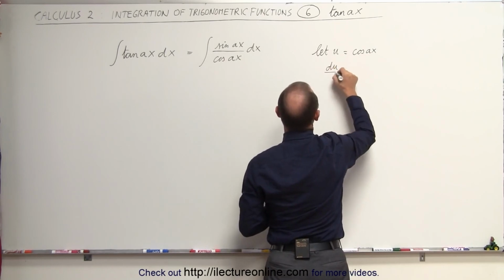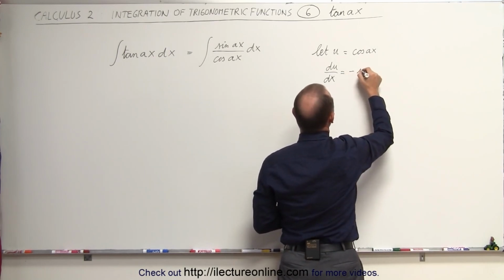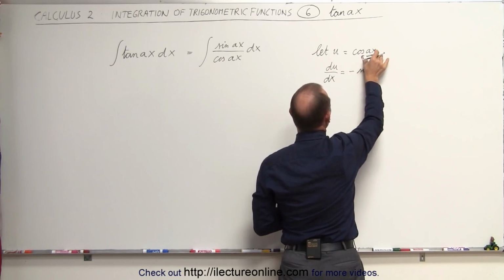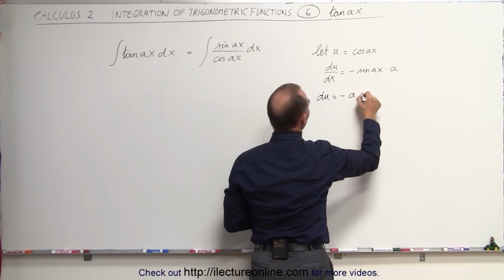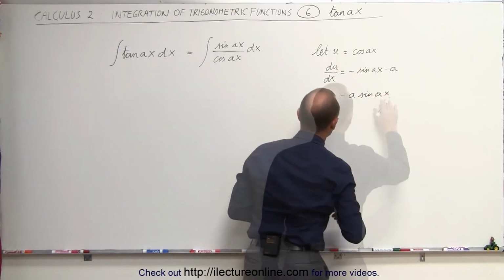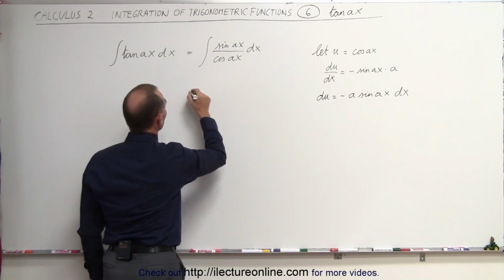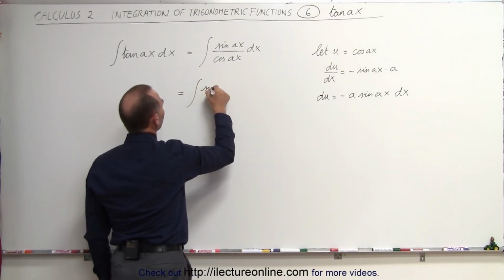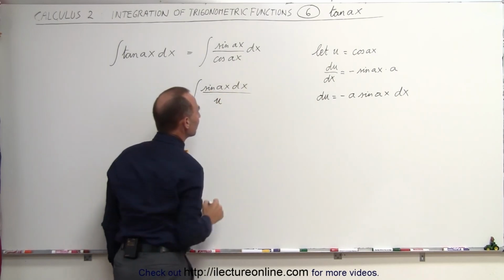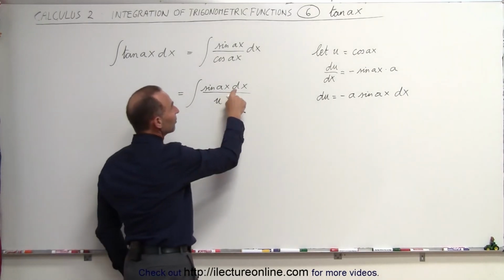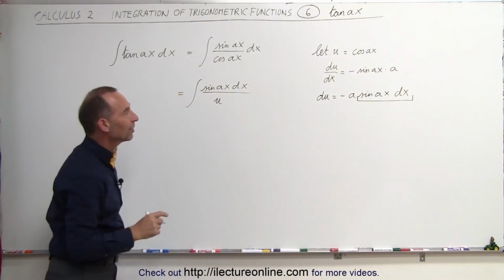And then we can say that du dx, the derivative of that, is equal to, the derivative of cosine is a negative sign, so it's negative the sine of ax times the derivative of the angle, which is a. In other words, we can write du as being equal to minus a times the sine of ax times dx. And that's as far as we need to go, because now we can come over here and make the substitution. This is equal to the integral of the sine of ax dx divided by the cosine of ax, which can now be written as u. Now take a look at the numerator. The sine of ax dx is this portion right here. What we don't have is a minus a.